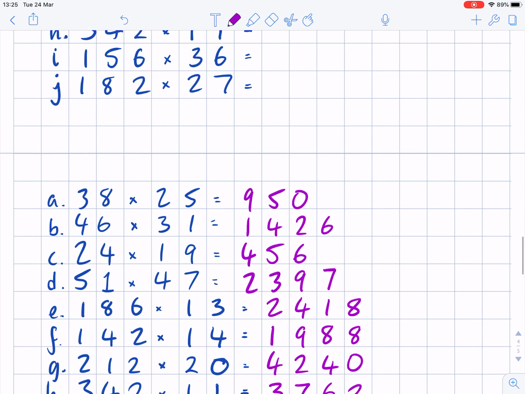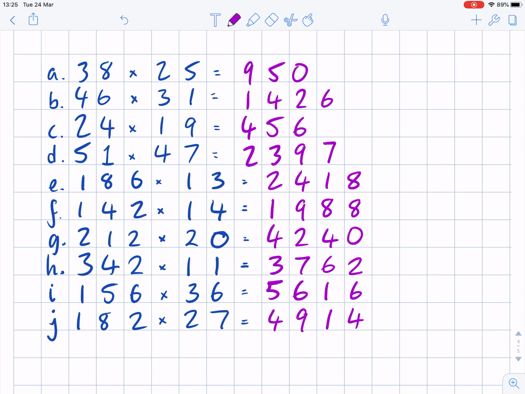Okay, so if we go through the answers now. There they are. First one was 950. Second one was 1,426. Then we had 456, 2,397, E was 2,418, F was 1,988, G was 4,240, H was 3,762, I was 5,616, and then the last one, J, was 4,914.